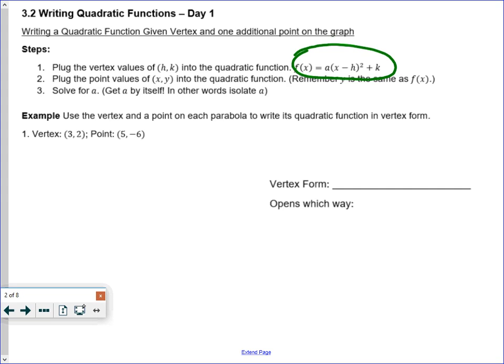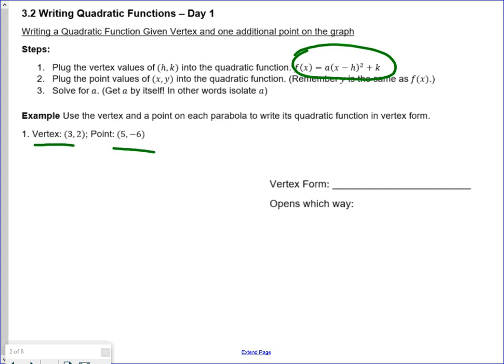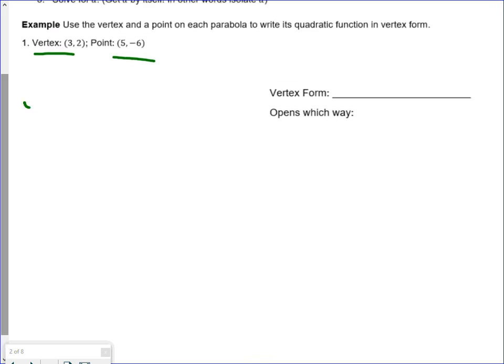Okay. So for this problem here, we have the vertex is 3, 2. Our point is 5, -6. We're going to use these two points and put them into the quadratic function. So let's go ahead and do that. We have f of x equals our a value, which we do not know yet, times parentheses x minus h, our h is 3, all of that squared, plus our k value, which is 2. Remember, h is the x value of the vertex, and k is the y value of the vertex.